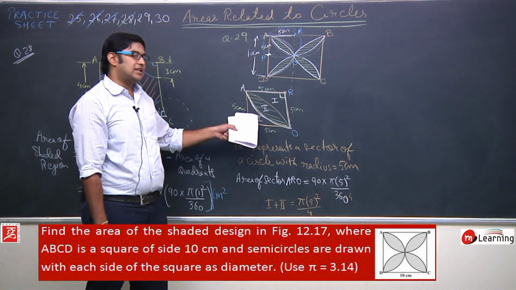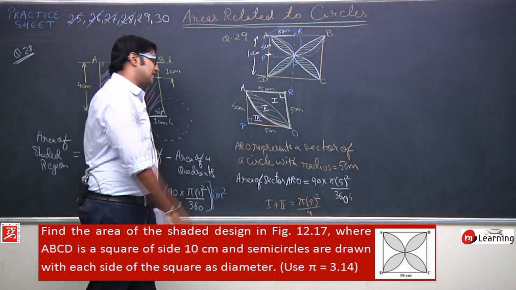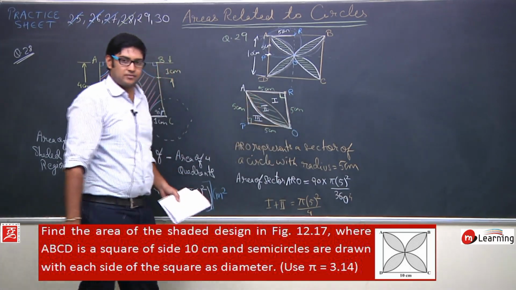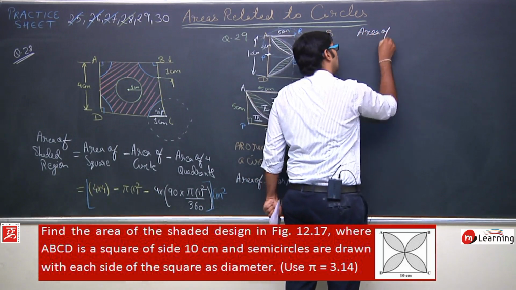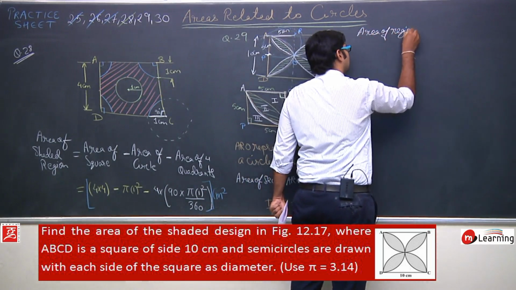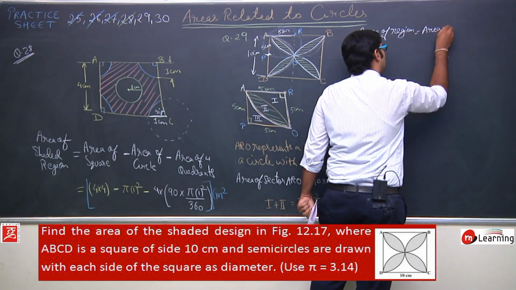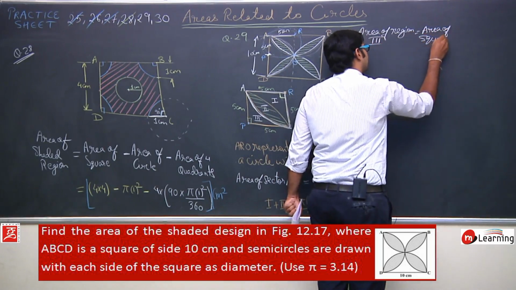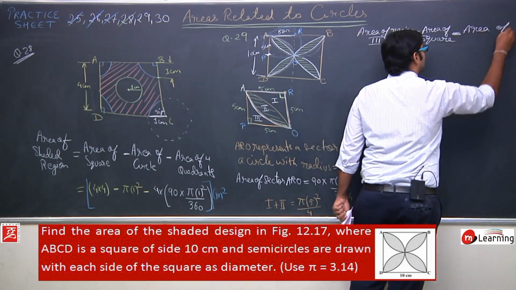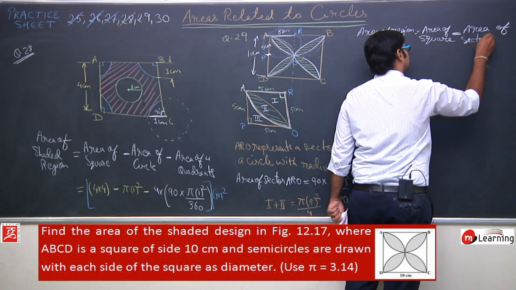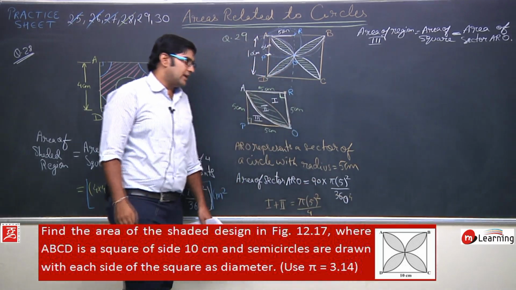Now if somehow I am able to determine the area of region 3, can I determine the area of region 3? What I can see is APOR is a square. So, if I ask you what is the area of region 3, it will be equal to area of square minus area of sector ARO. Okay, area of region 3.